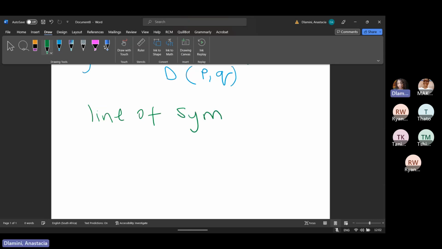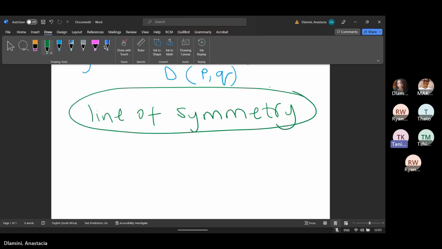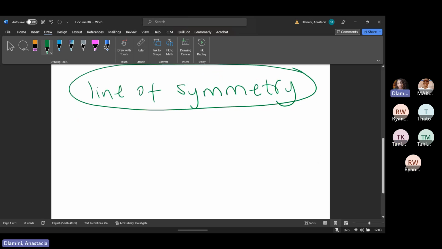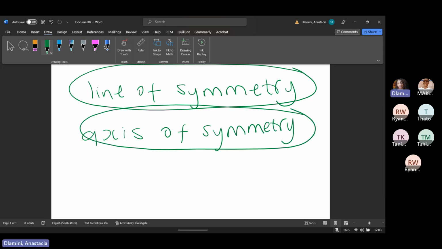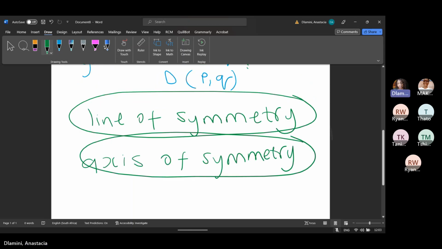Do you guys remember it? Now I do remember it, yes, ma'am. If you don't remember it, you know this word: axis of symmetry. Also called the axis of symmetry.